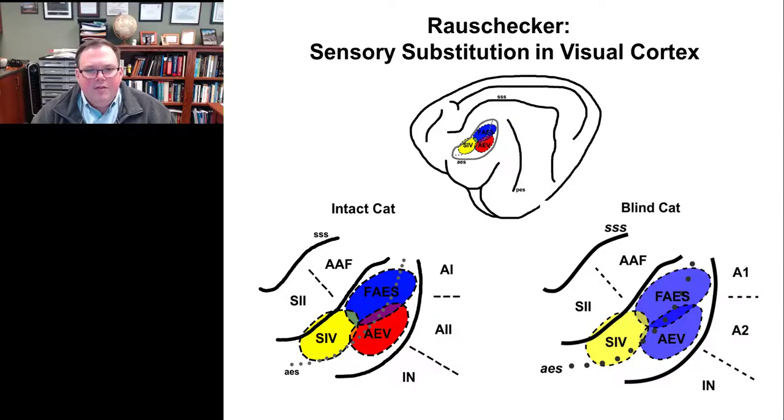In these studies, what the investigator had done was to do bilateral eyelid suture and have the animals live for some period of time without receiving any normal visual input. And what was found was that the normally visually responsive region shown in red in the left panel now became acoustically responsive as shown in the right panel. And this was actually correlated with an increased auditory spatial sensitivity found in these animals, and that they were much better at localizing acoustic stimuli than what can be found in a normal intact animal.